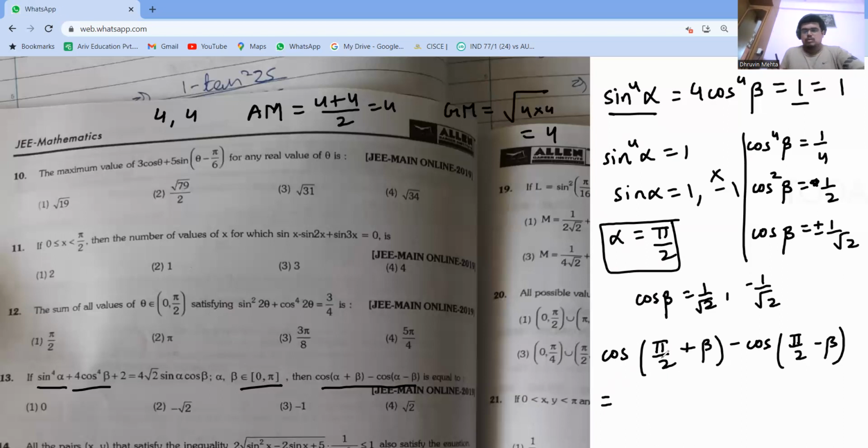Allied angle. So 90 is an odd multiple, so cos becomes sine. This is first quadrant... sorry, this is second quadrant. 90 plus beta is in the second quadrant, so it's negative.